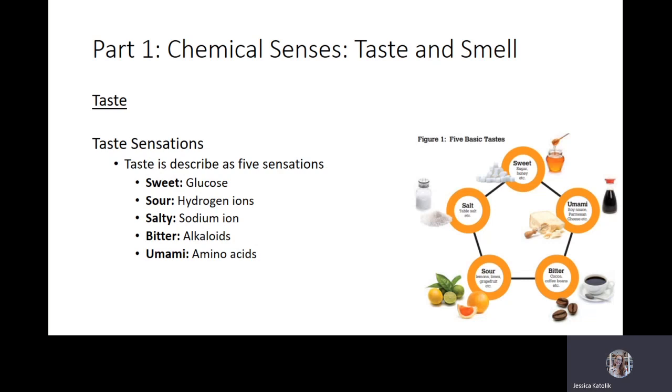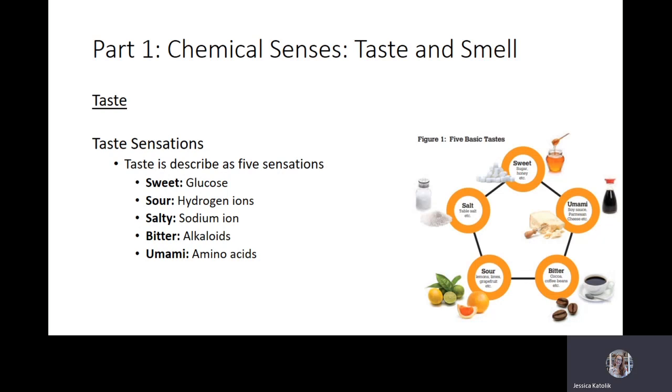Other chemicals that mimic glucose will also taste sweet. This is what happens with sugar substitutes like Splenda and stevia. They have a structure similar to glucose, so they are also able to bind to these sweet chemoreceptors. Sour, on the other hand, will bind to hydrogen ions, because sour is associated with high acidity. Things such as lemons, grapefruit, and limes have a lot of hydrogen ions in them because they're acidic, and our brain will understand that and perceive that as sour.